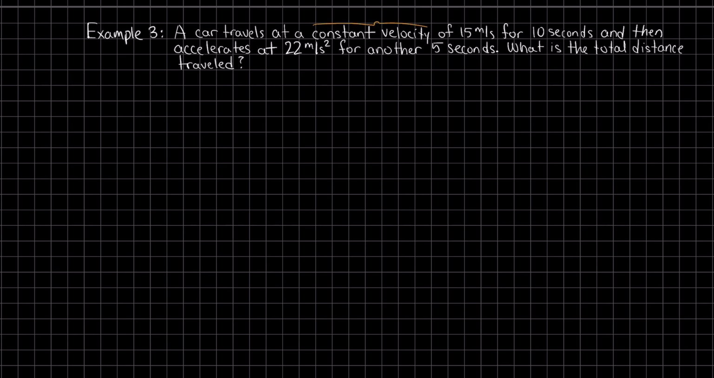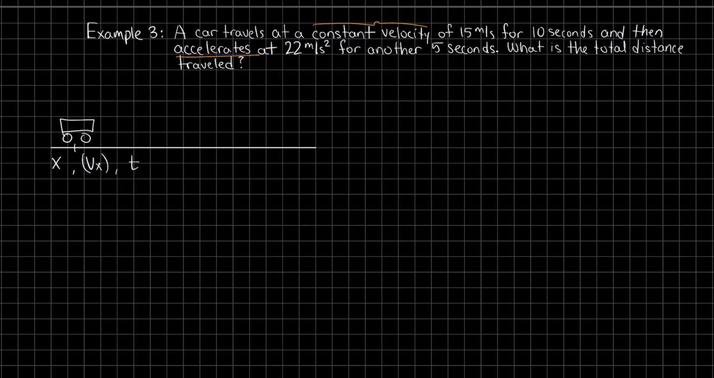So I have one section for 10 seconds, and then all of a sudden the object accelerates. So I have 2 separate motions. When we are drawing this out, we need to be purposeful with how we are labeling things. So my car is going to start here. This is where it's going to start its position. This is where it's going to start its velocity, and this is where the initial time will be.